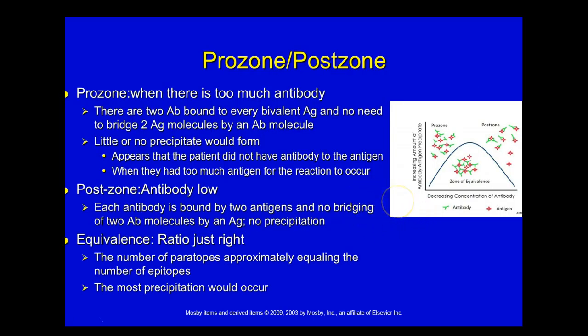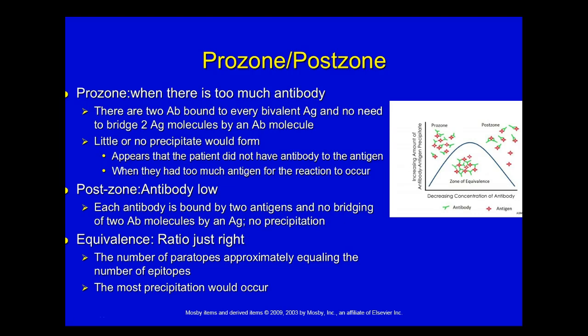So we do have some phenomenons called prozone and postzone. Prozone occurs when there's way too much antibody. There are two antibodies bound to every bivalent antigen and no need to bridge two antigen molecules by an antibody. There'd be little or no precipitate that would form. We always think of this as like pro football players or pro athletes have good bodies, so we put the prozone and the too much antibody together.